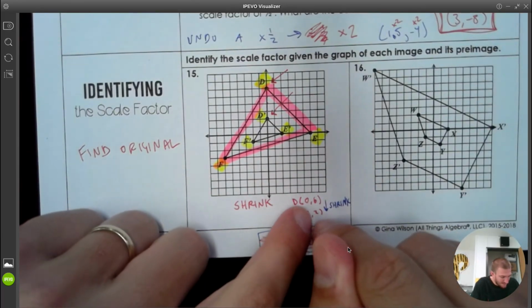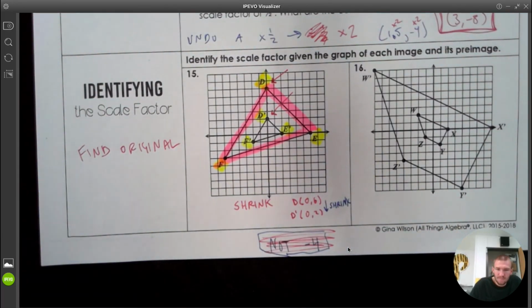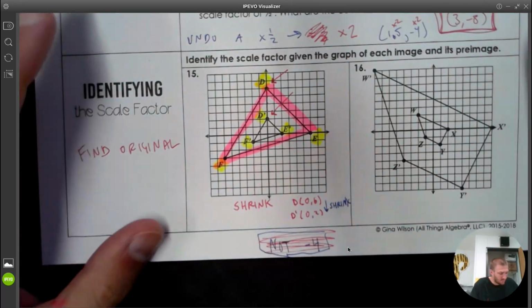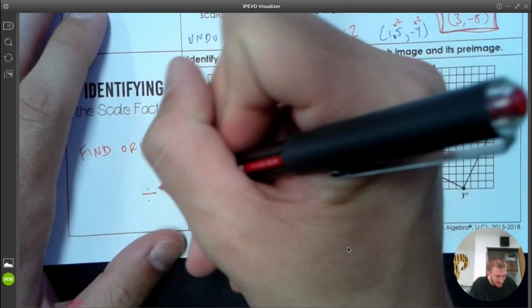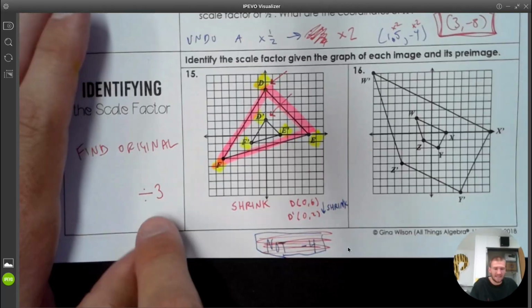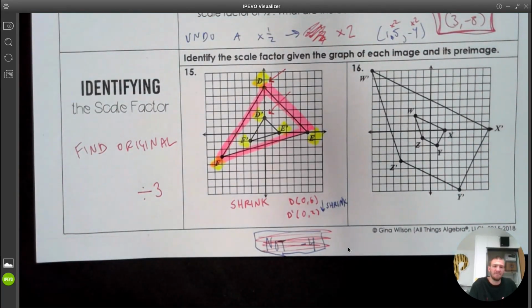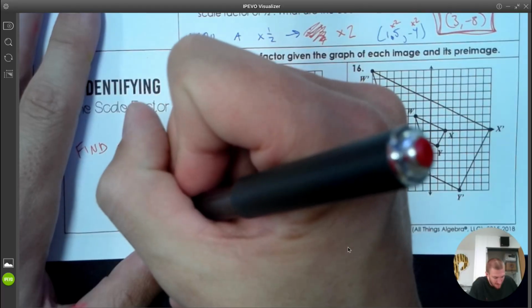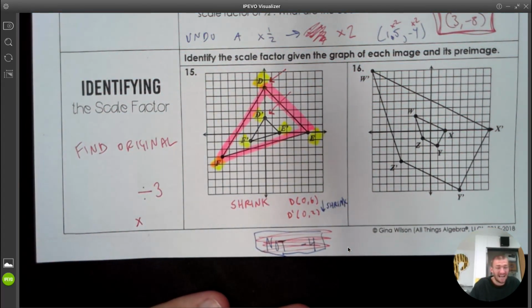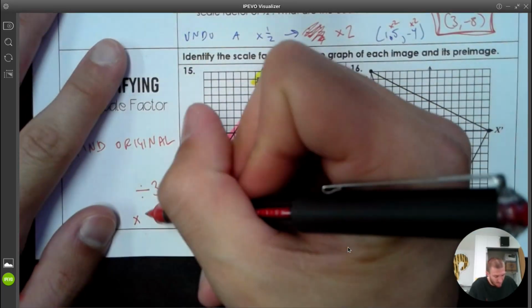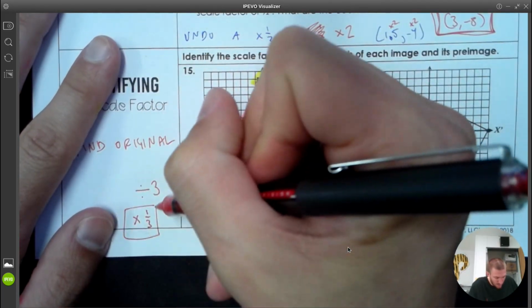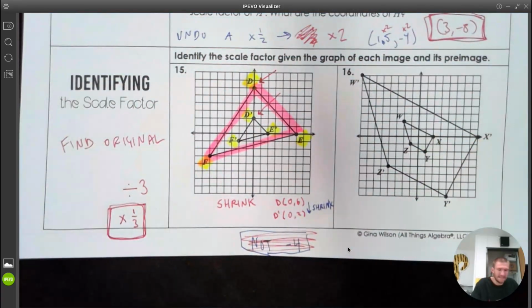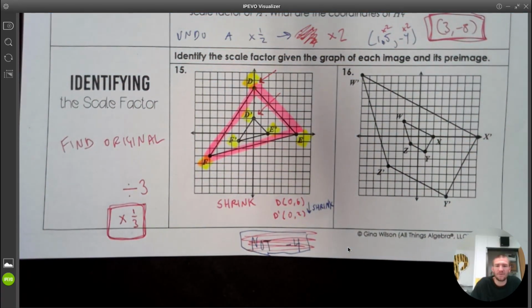So how did the 6 turn into a 2 if it used multiplication or dividing? The easiest way to think about it is to say divided by 3. That's how you can turn a 6 into a 2, you can divide it by 3. Well, when we write our answer, we like our answer to always be in the multiplication form, not in the dividing form. So instead, we're going to say times 1/3. And this is our scale factor of 1/3.